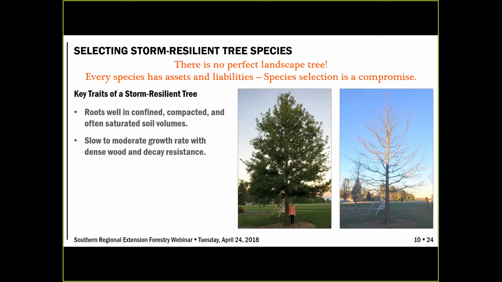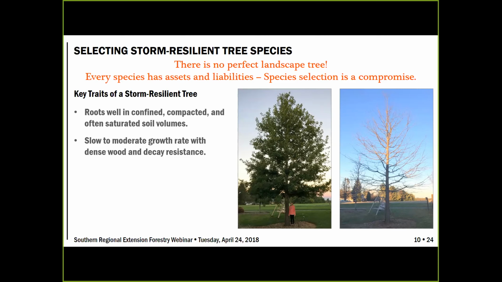Another key trait to consider is slow to moderate growth rate. I mentioned this earlier because when this is a genetic property, there's a strong relationship between the growth rate and the density of the wood, which relates to the wood strength, and the decay resistance of that wood should the tree be injured, knowing that decay will weaken the wood and predispose it to failure.